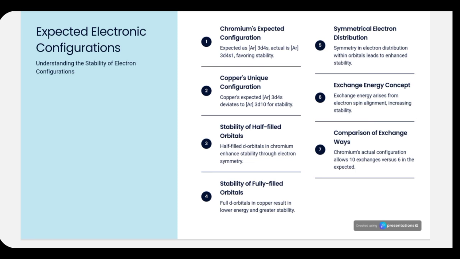They consist of the higher exchange energy concept. Exchange energy arises from the electronic spin alignment. The more aligned they are, having the same spin, the more possibility of exchanging energy there would be. Copper's actual configuration could be amended so that we can find what factors are actually impacting its stability.